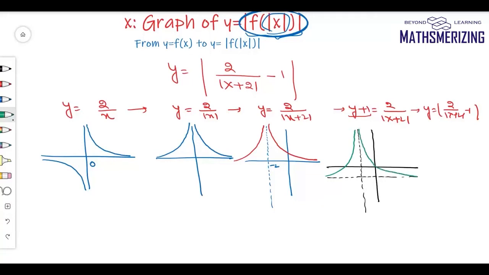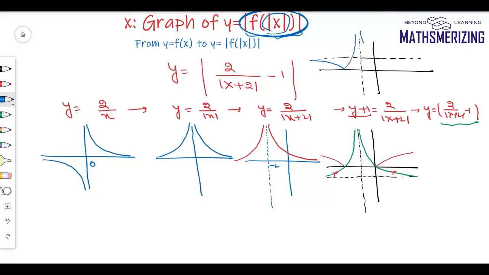And finally, mod of f(x). So, reflection of down on up, and then erase the graph in the third and fourth quadrant. The graph of y equals mod of 2 upon mod of x plus 2, minus 1 will be, so that's the graph of this given function.